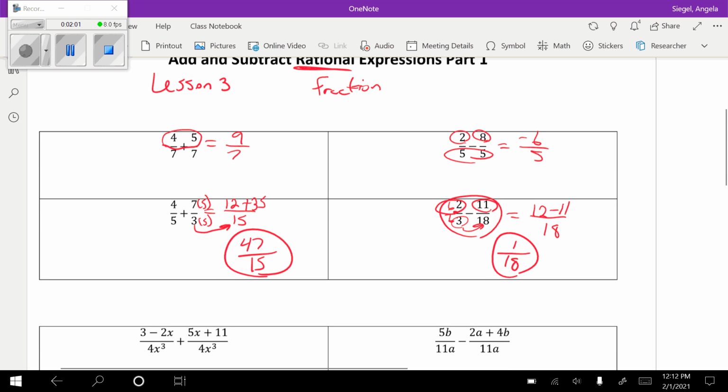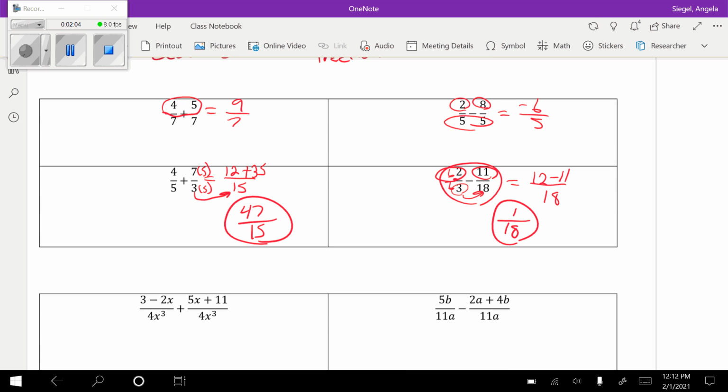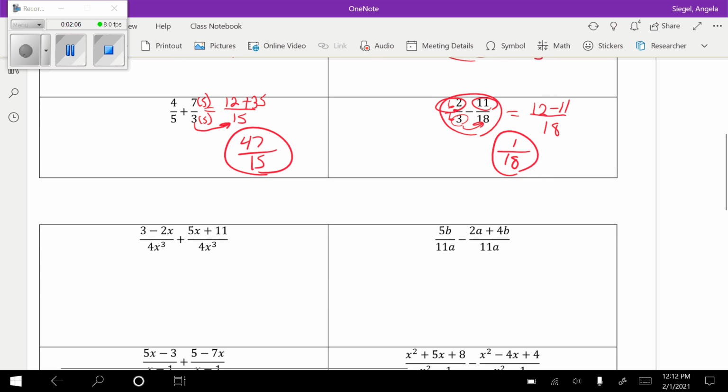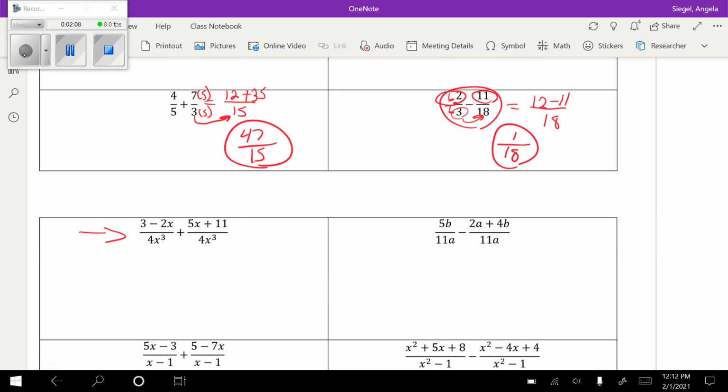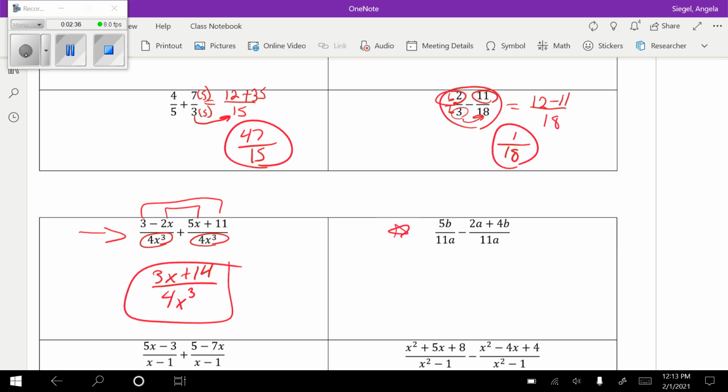So we're going to use the same process that we just did, the same thing that we learned back in grade school, and we're going to apply it to problems like this. So hopefully in these types of problems, you realize that this has a same denominator, so we can just simplify the top. I know that 4x to the third is going to be on bottom, so I'm just looking for those like terms. So negative 2x plus 5x is 3x. 3 plus 11 is 14. See if you can do this one.